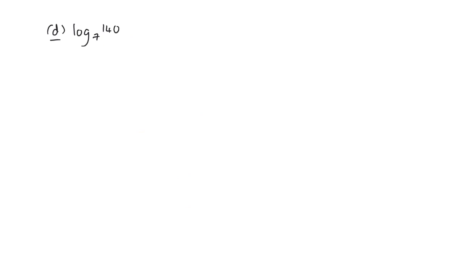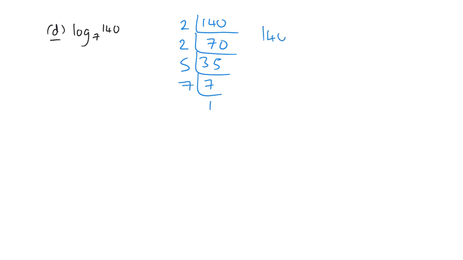Our last one then, the log of 140 to the base 7. So the previous three were easy to see how to write it in terms of 2 and 5 and 7, and this one's a wee bit more difficult. So get your prime factors, and that's the best place to start. So 2 into 140 is 70. 2 into 70 is 35. 5 into 35 is 7. 7 into 7 is 1. So we can write 140 as 2 by 2 by 5 by 7.